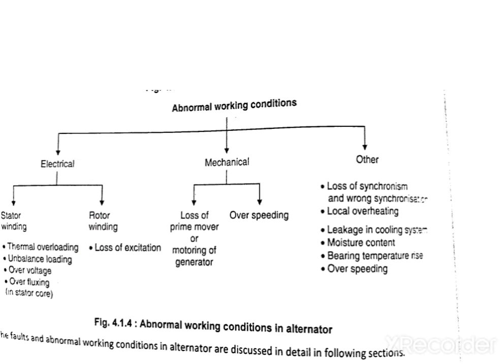The mechanical abnormal conditions in the alternator are differentiated as the loss of prime mover and overspeeding. The loss of prime mover means the prime mover is unable to start. The other abnormal conditions in the alternators are loss of synchronism and wrong synchronization, local overheating, overspeeding, moisture content, bearing temperature rise, and leakage in the cooling system. These are the abnormalities an alternator faces.